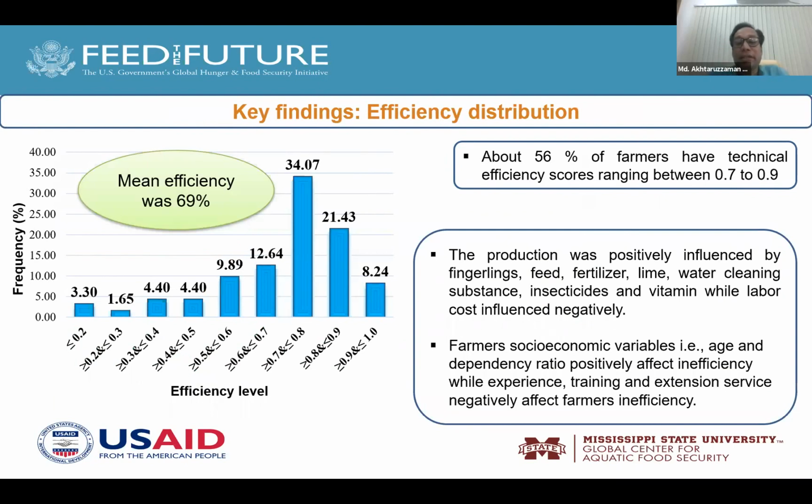We estimated the technical efficiency level of the farmers, and found that the mean technical efficiency was 69%, which implies that farmers are below the frontier level, and they could increase their output by 31% with the same level of technology. We also found that production was positively influenced by fingerling, feed, fertilizer, lime, water cleaning cost, and vitamins used. We also found that farmers' experience, training, and extension service positively affect farmers' efficiency. Next, please.